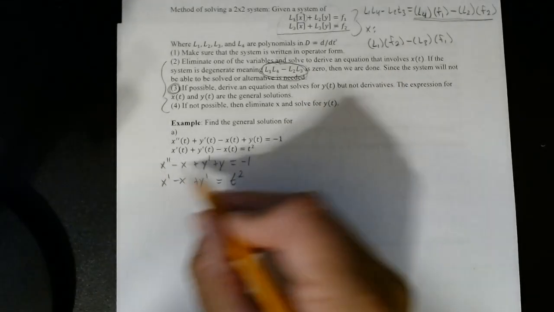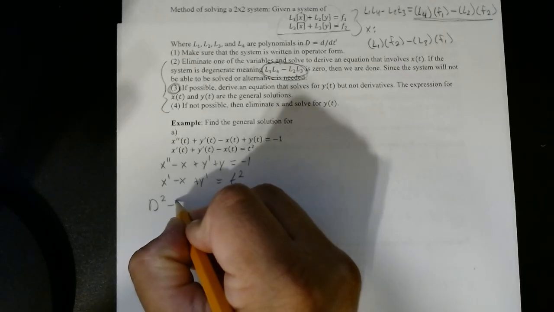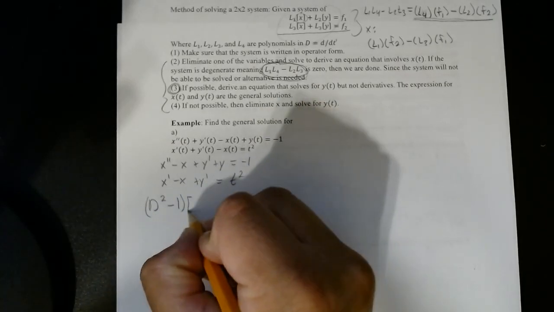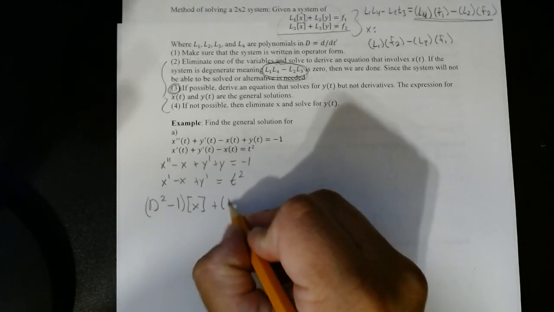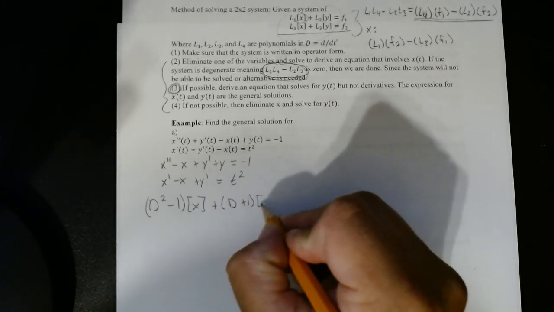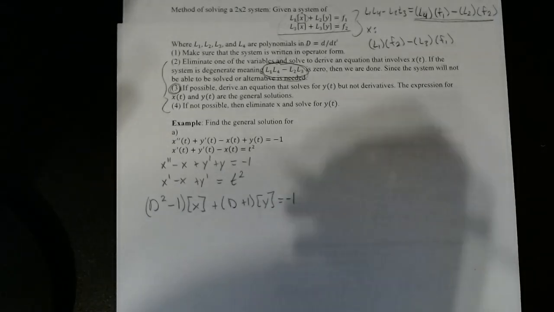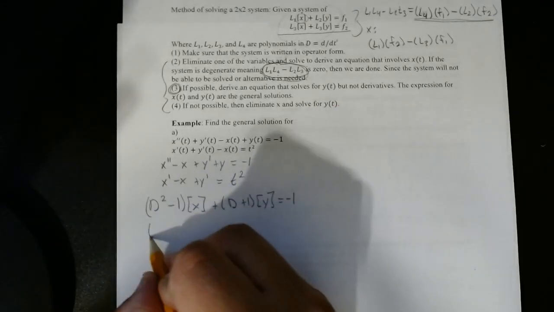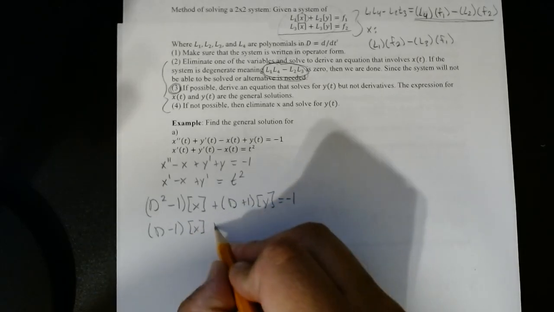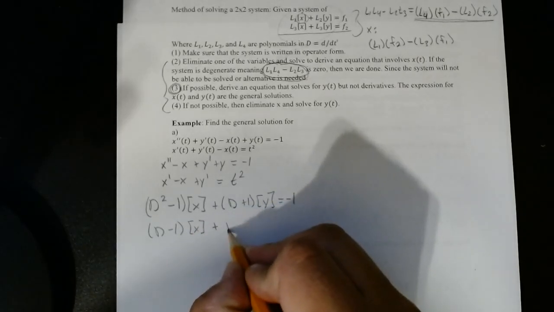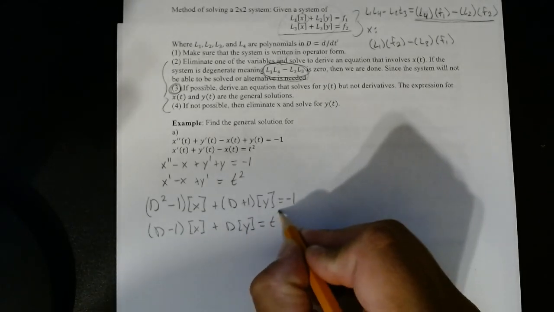So therefore, again, I use my operation. So it's going to be D squared minus 1, the operation on x, and over here plus D plus 1 with the operation on y, and this equals -1. On the bottom, it's going to be D minus 1 with the operation on x, and this one's just going to be D with the operation on y equals t squared.